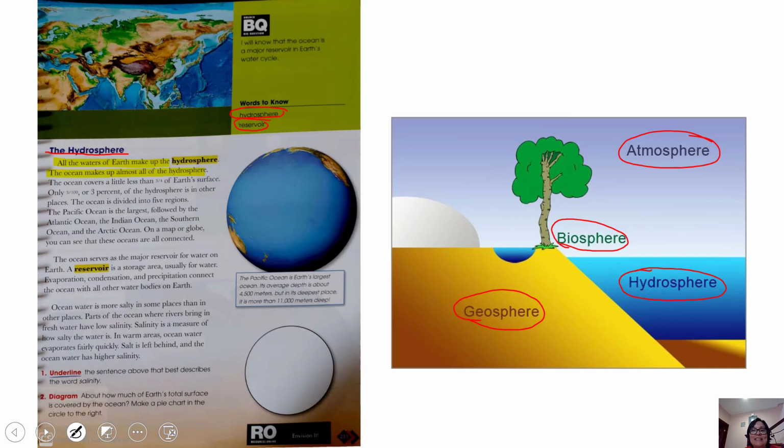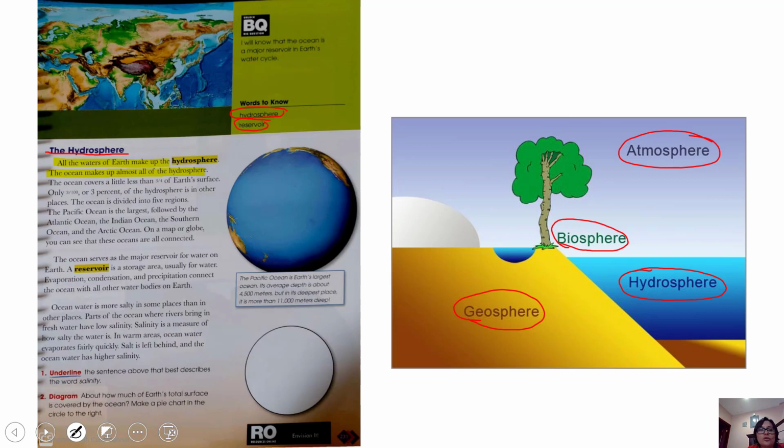The hydrosphere is the part of the planet that is water. So the hydrosphere includes the ocean, lakes, rivers, all that is water is hydrosphere. That's why it says that the ocean, because it's bigger than a river, bigger than a lake, makes up almost all of the hydrosphere.